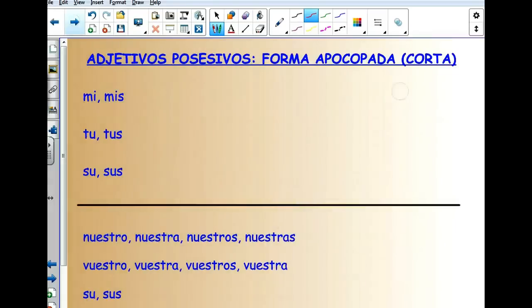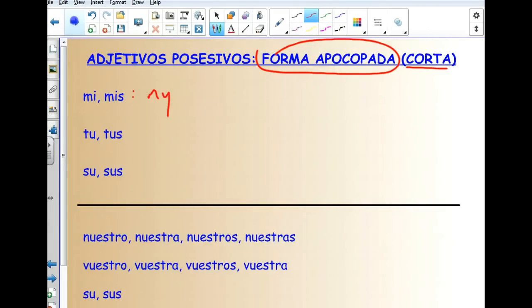Bueno, vamos a pasar a la primera cosa. Adjetivos posesivos. They're possessive adjectives. Hay dos formas. Una forma apocopada, que quiere decir corta, a short form. These are the most common ones that we use. Y hay una forma larga también. Let's start with these. We all know these.